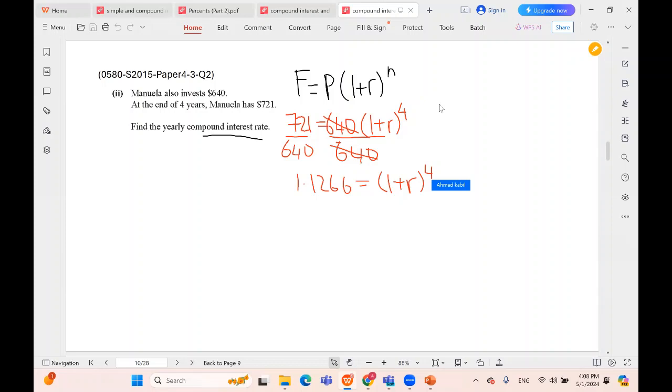Now, to get rid of the power, we multiply by the reciprocal of it, 1 over 4. So the power is now 1 over 4, but we have to implement this on both sides. These will cancel out, and we get 1 plus R equals 1.1266 to the power of 1 divided by 4. This is 1.0302.